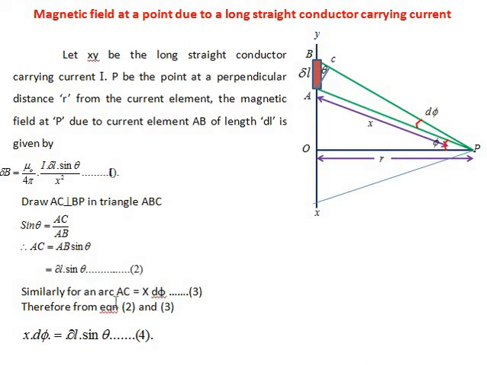Similarly, for an arc AC, for the triangle APC with a small angle d phi, AC is equal to x, that is the distance, x into d phi. So call this equation number 3. Therefore, from equation 2 and 3, x d phi is equal to dl sin theta. So call this equation number 4.